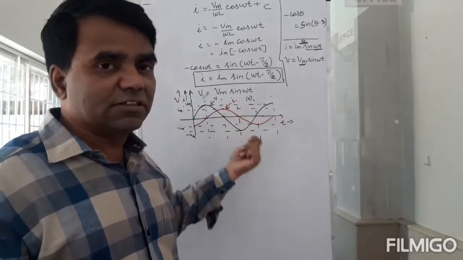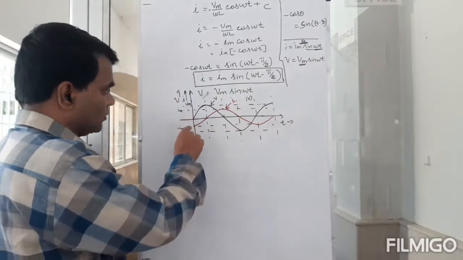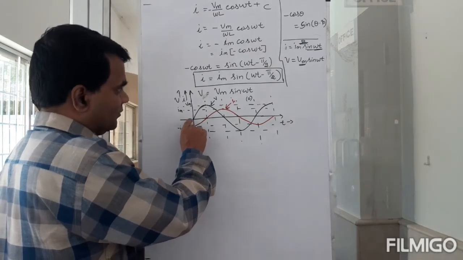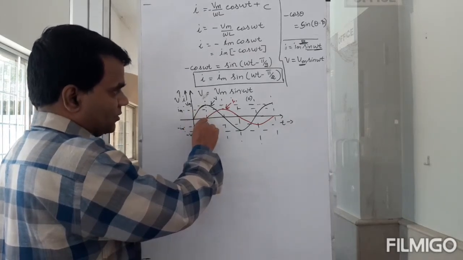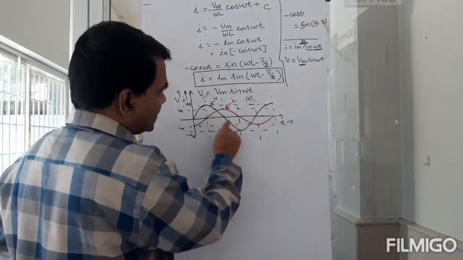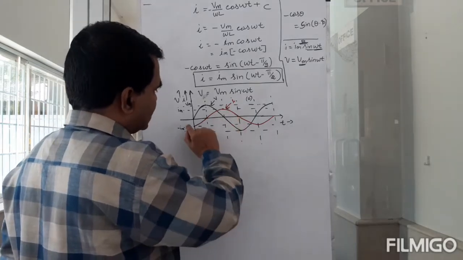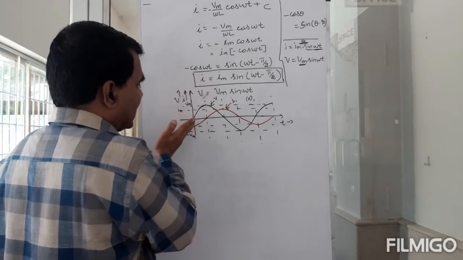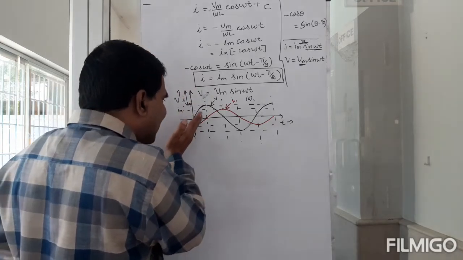In the case of an inductor circuit, if this is 0, this could be negative maximum. And if this is maximum, this could be 0. And if this is 0 here, it could be positive maximum. And if this is negative maximum, this could be 0. You see, it is like this is going first, and this is trying to catch up with it.